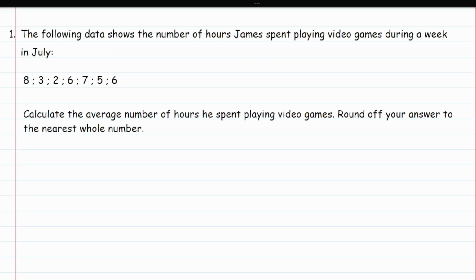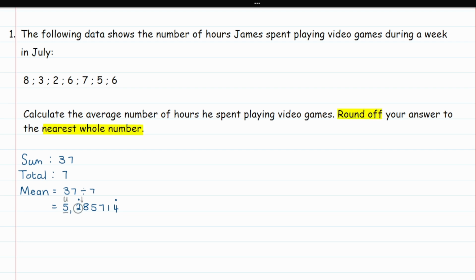The question says that the following data shows the number of hours James spent playing video games during a week in July. It wanted us to calculate the average number of hours he spent playing video games, and to round our answer off to the nearest whole number. Well, we first begin by finding the sum of our values, which gets us to 37, and the total number of values we have is 7. So to find the mean, we have to say 37 divided by 7, which gives us 5,285714, and then it begins to recur or repeat itself from the 2 to the 4.